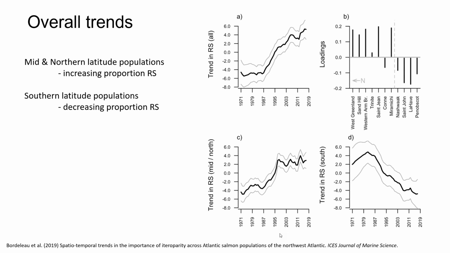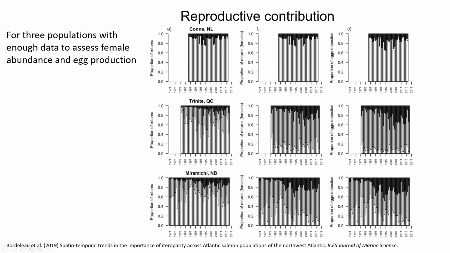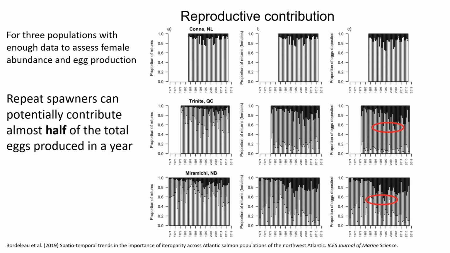There's only data for 3 rivers to be able to do this comparison, which are the Conne in Newfoundland, the Trinité in Quebec, and the Miramichi in New Brunswick. And we found that for the 3 populations with enough data to assess egg production, there are some years in which the repeat spawners can potentially contribute around half of the total egg production for that year, which is really big.